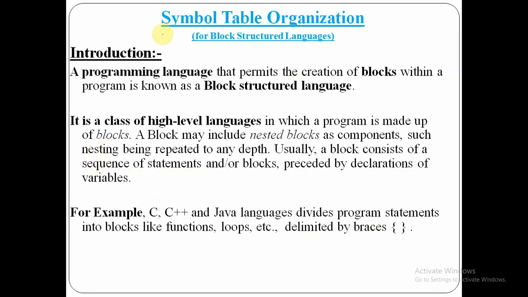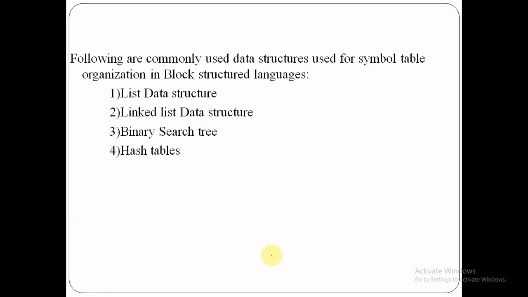Next topic, symbol table organization for block structured languages. So earlier we have seen non-block structured, now we will see block structured languages. A programming language that permits the creation of blocks within a program is called a block structured language. A block is a collection of statements, and each block may have declaration of variables also. For example, C, C++, Java all support the creation of blocks like functions, etc. using delimiters, opening and closing braces.